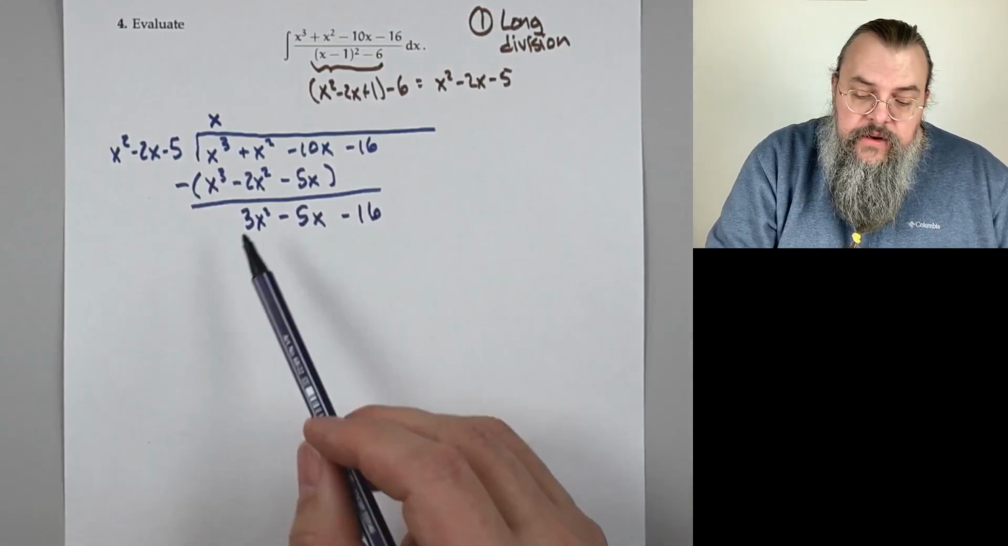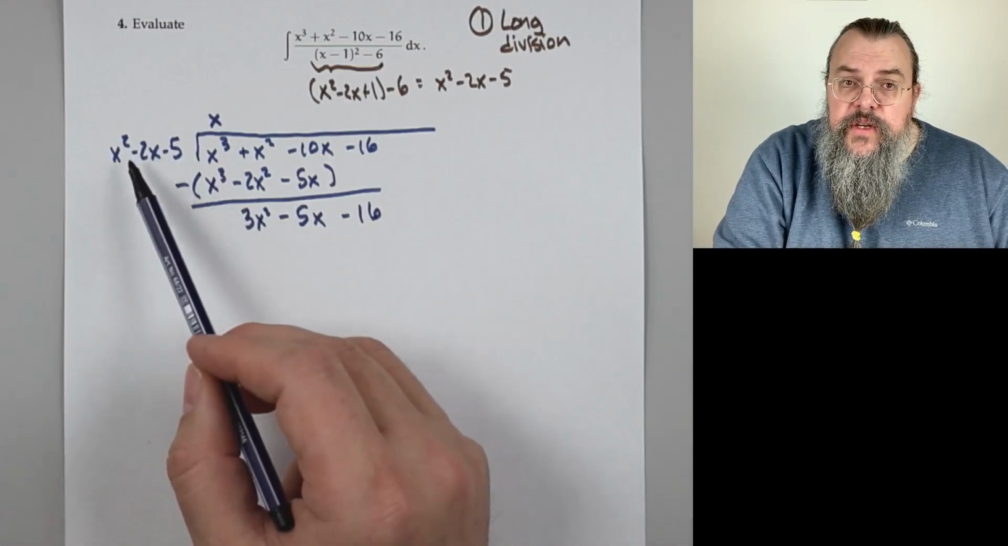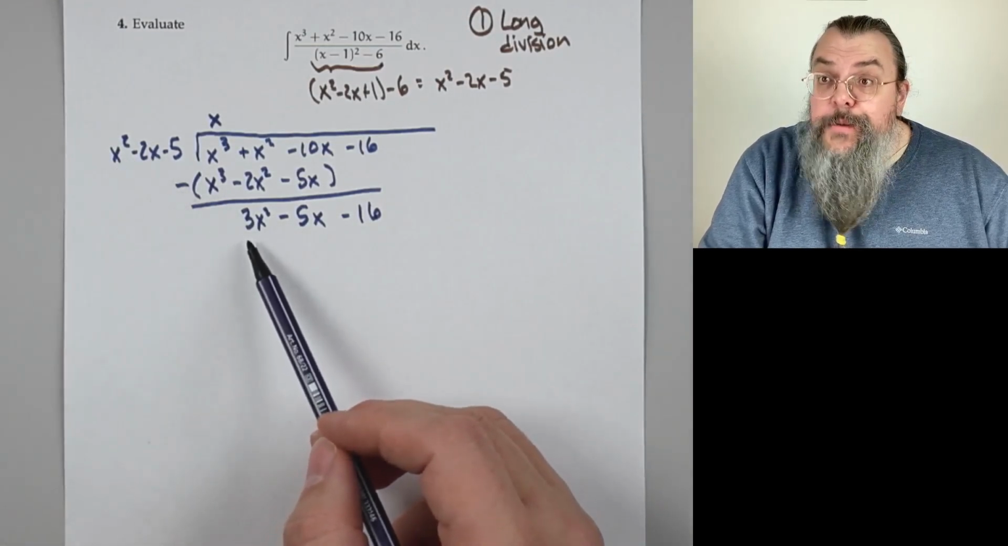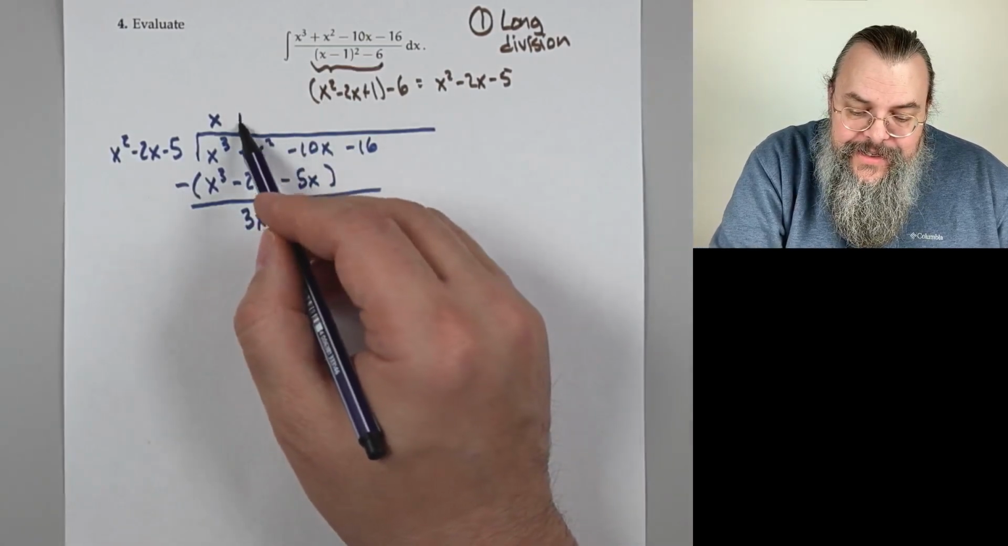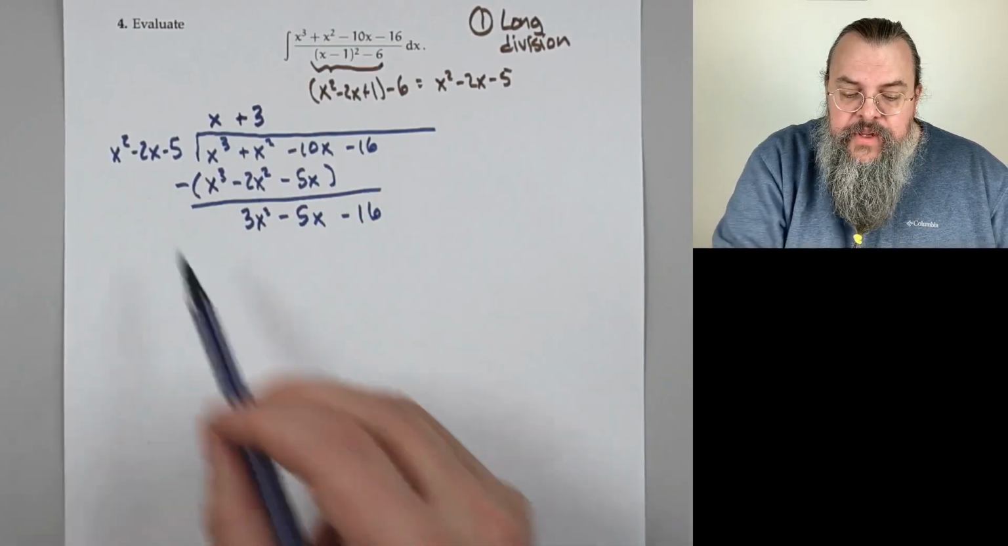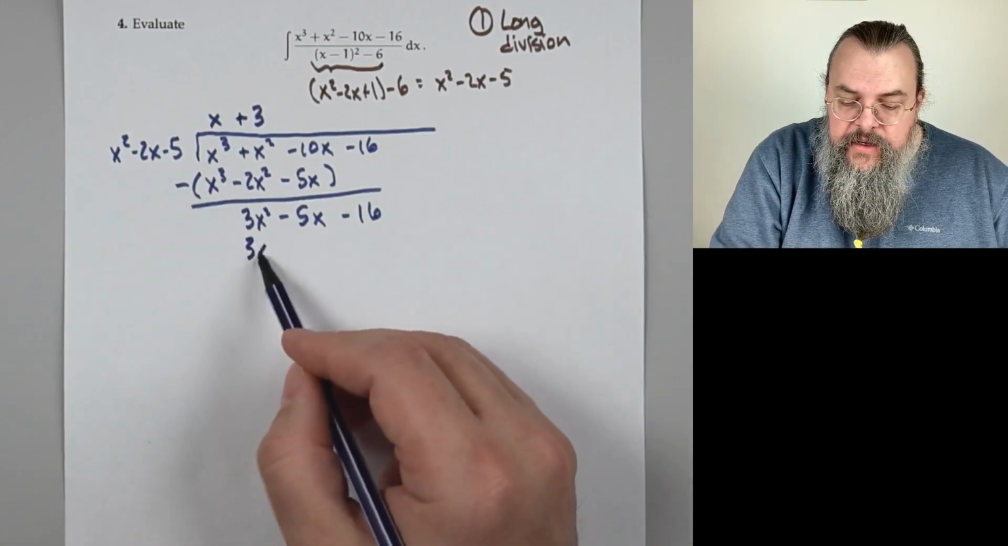And now, again, leading terms. x squared, 3x squared. What do we multiply by? 3. So plus 3. So 3x squared.